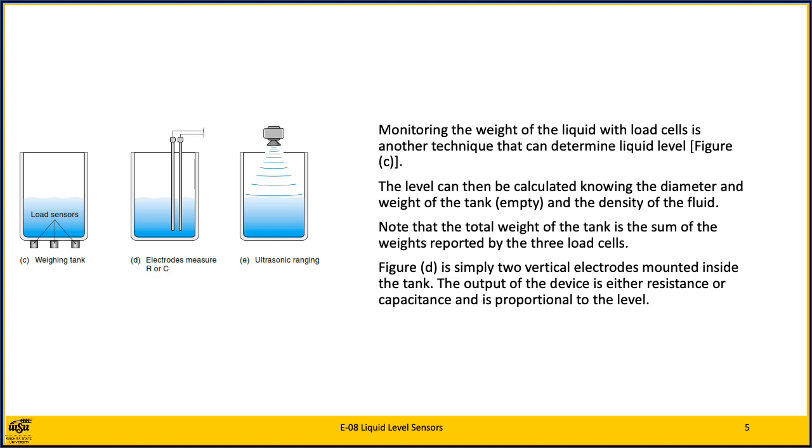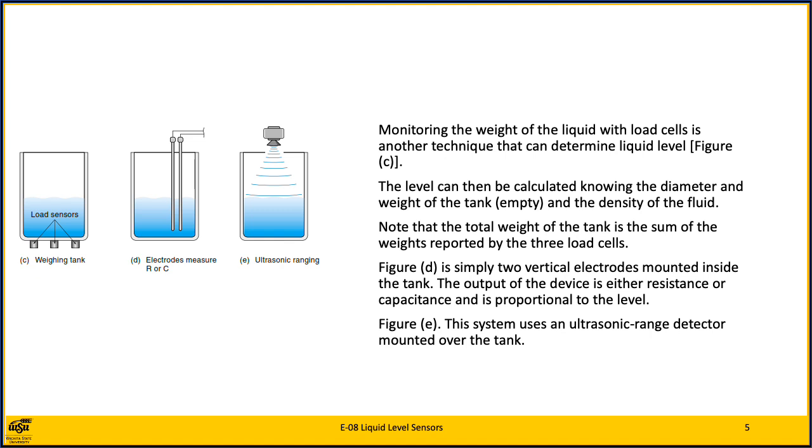Some devices can detect the liquid level directly. The device shown in Figure D is simply 2 vertical electrodes mounted inside the tank. The output of the device, which must be amplified or otherwise processed, is either resistive or capacitive and is proportional to the level. Figure E shows another direct level sensing system.